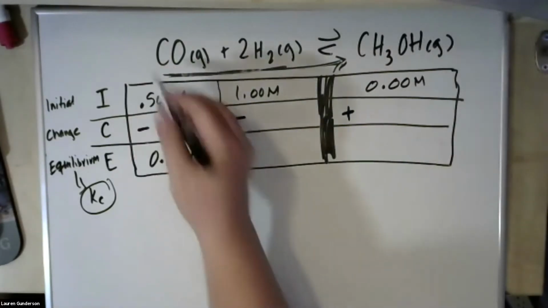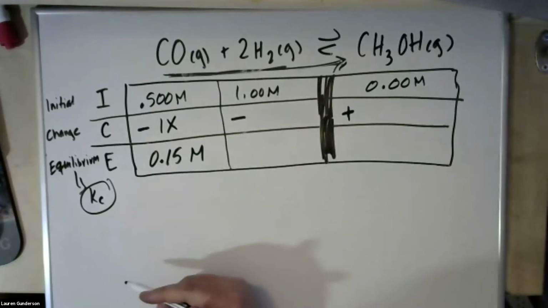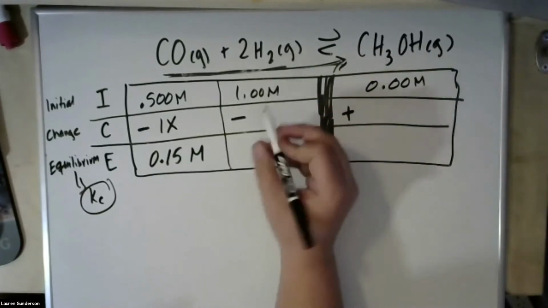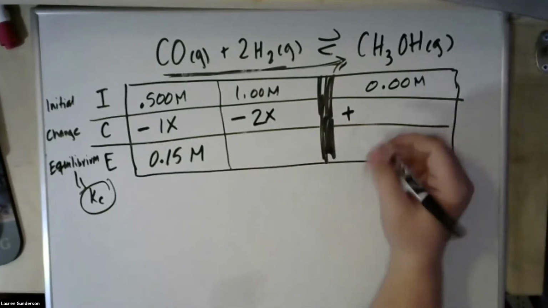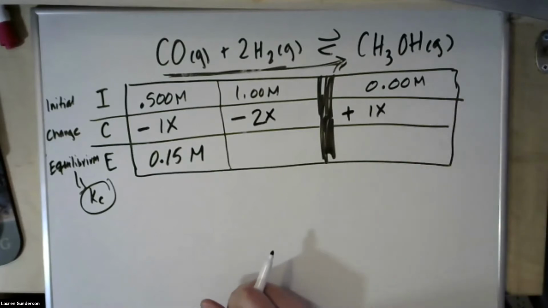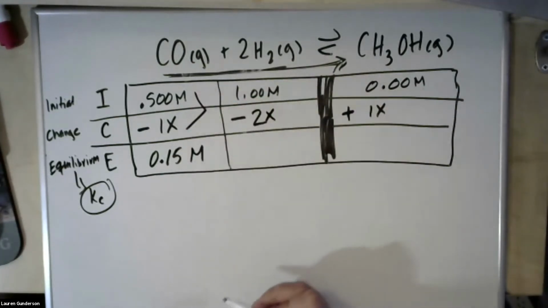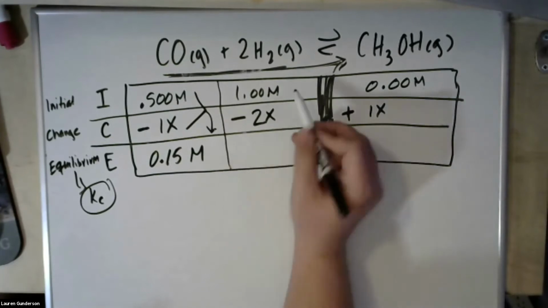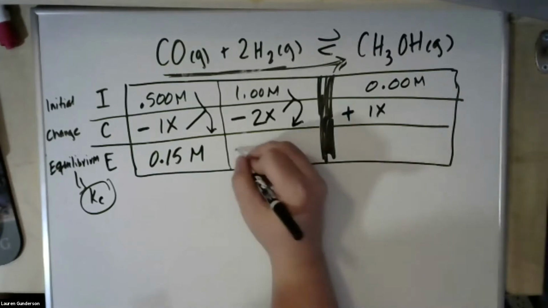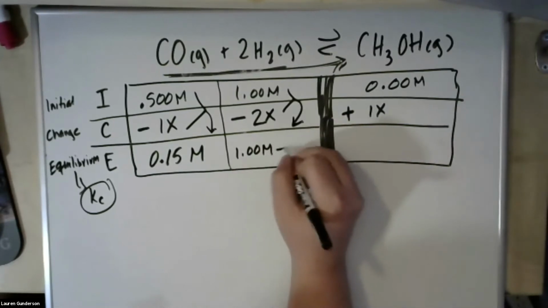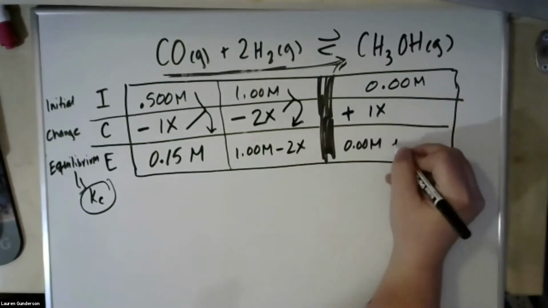CO does not have a coefficient there, so we can just say it's 1X. You don't have to put that 1 in there. I'm just doing it for demo right now. The change for the H2 is going to be minus 2X. And the change for CH3OH will be plus 1X. And then the value of this equilibrium row we get from combining these two rows. So we can represent the equilibrium value for H2 as 1.00 molar minus 2X. For CH3OH, it'll be 0 molar plus X.